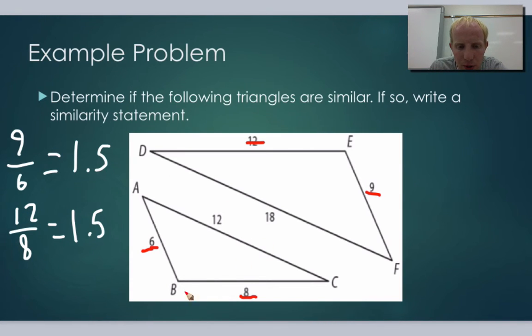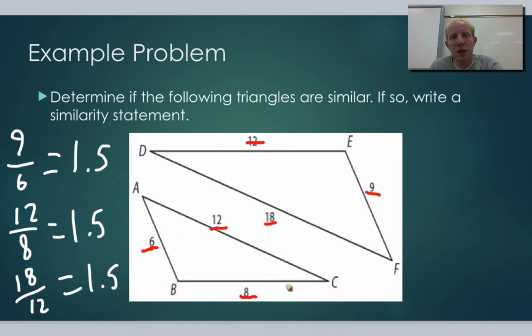And then this one is the next biggest, and this one's the next biggest. So that's going to give us a scale factor of 18/12, which is also 1.5. So there we go. All 3 of those sides scale by the same factor, 3/2 or 1.5. So yes, these are similar triangles by side, side, side.